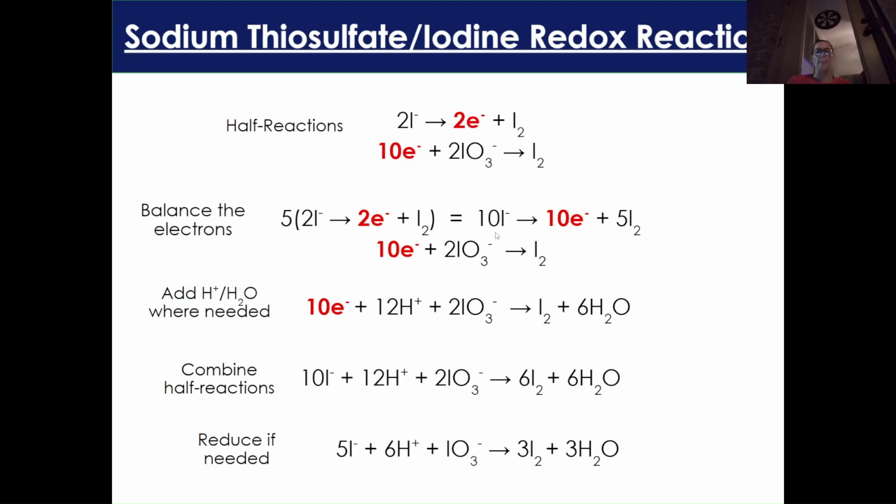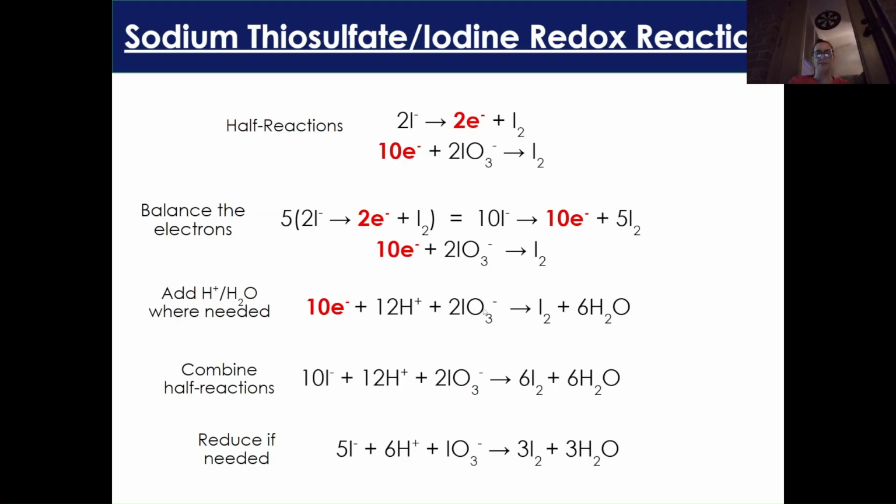Okay, so looking at the iodide reaction, I don't have any hydrogens or oxygens, so I don't have to worry about it. However, for the iodate reaction down here, I have oxygens on the reduction half reaction, so I need to add waters to the right-hand side in order to balance out the oxygens. And because there are 2 iodates, I need to add 6 waters, okay? That makes 12 hydrogen ions that I need to add on the left.